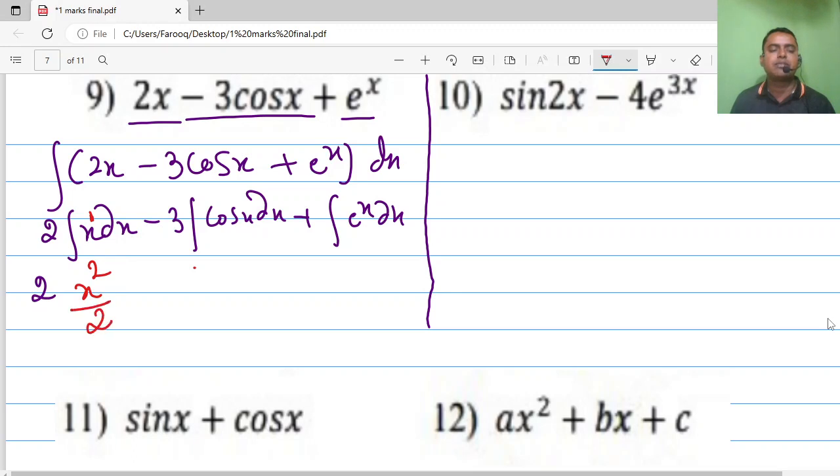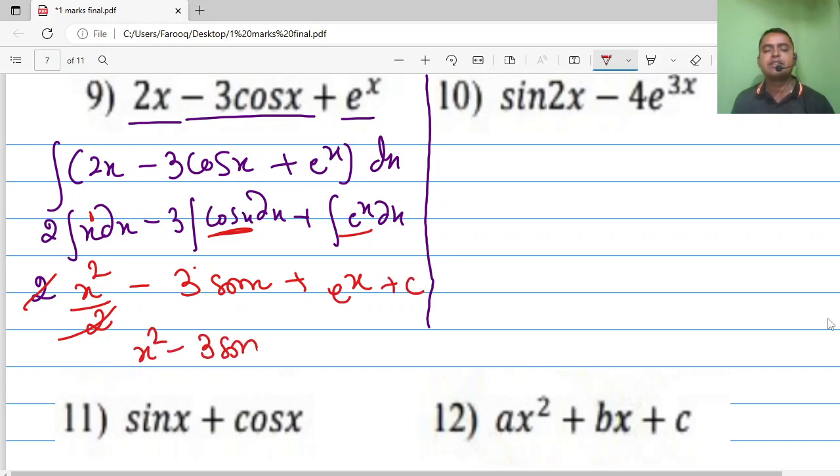Divided by 2, minus 3. Integration of cos is sin x. Integration of e raised to x is e raised to x. These two cancel, plus c. Now the last answer: x square minus 3 sin x plus e raised to x plus c.